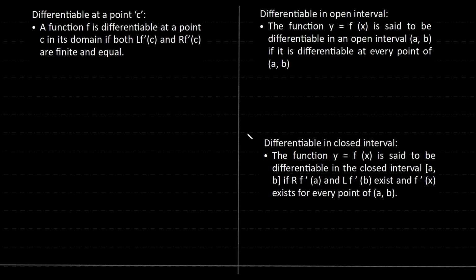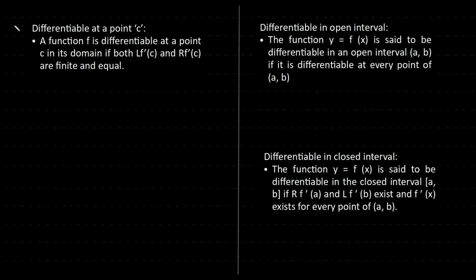What does it mean? A function f is differentiable at a point C in its domain if both of this left hand and the right hand derivatives are finite and equal. So basically these two are not infinite and they are equal.